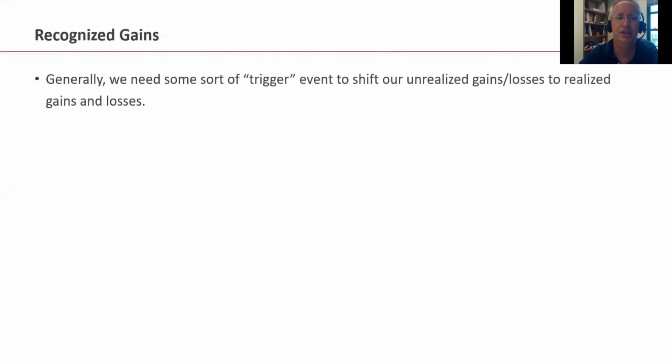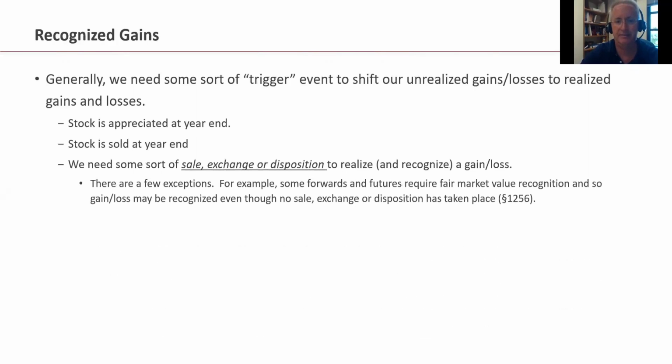All right, so generally in order to trigger something to be a realized gain or loss, we need an event. So recall back in module 1, we talked about someone, I can't remember who, who bought some stock, held on to the stock, it appreciated at year end, they didn't sell it. We described that as an unrealized gain or loss. That's the case. We need to trigger an unrealized to some sort of realized event. So let me just talk about that.